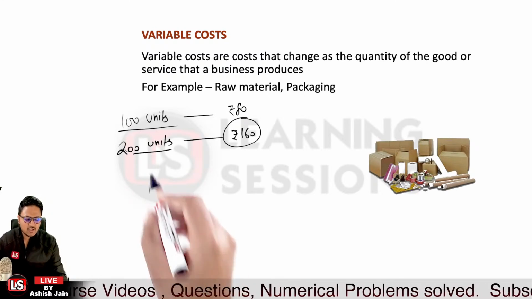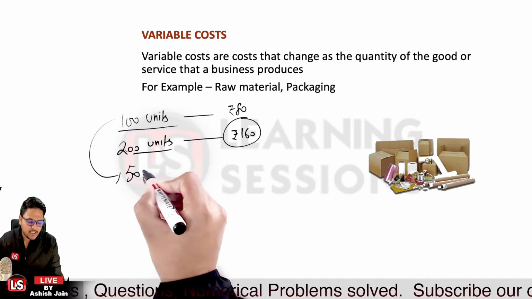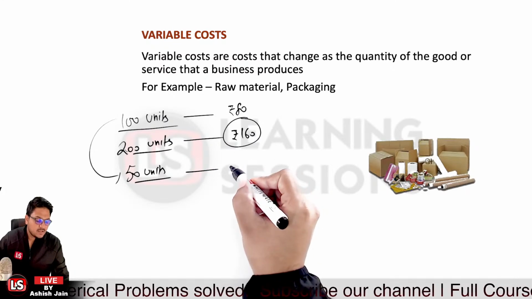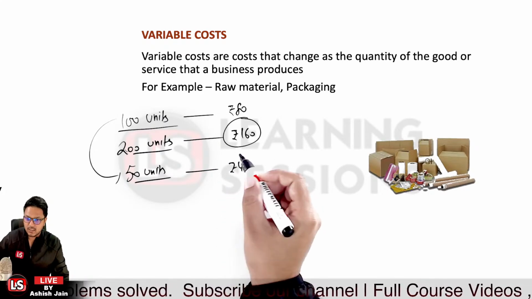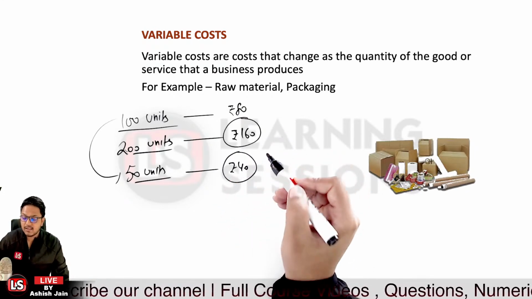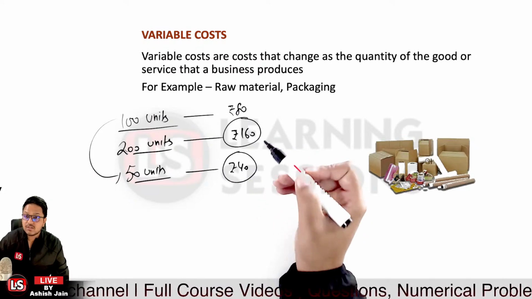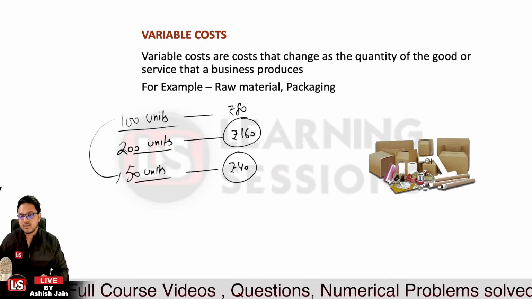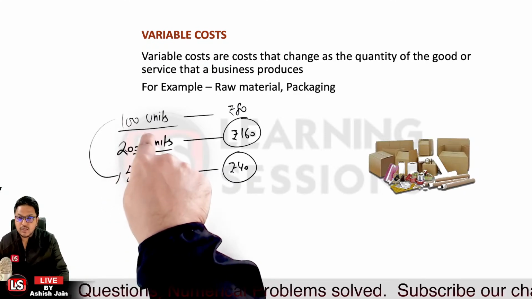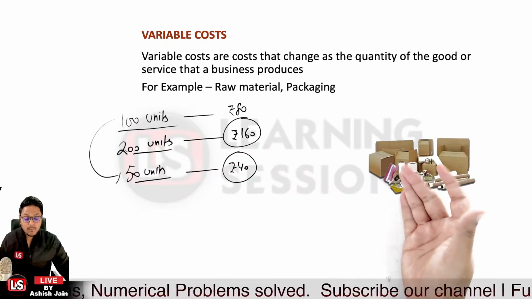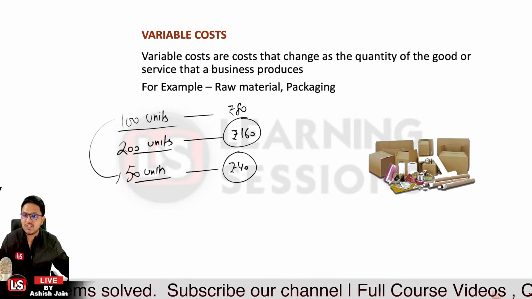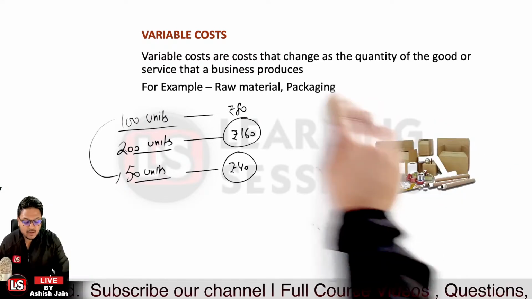And also, if we reduce the production, let's say to 50 units, in that case the raw material cost dropped to rupees 40. So when there is increase or decrease in the production, the input cost is going to vary. That cost is said to be the variable cost. And also in case of packing, when you were producing 100 units only, the packing cost must be lower. But when you were producing 200 units, the packing cost is going to change. So that is also an example of the variable cost.